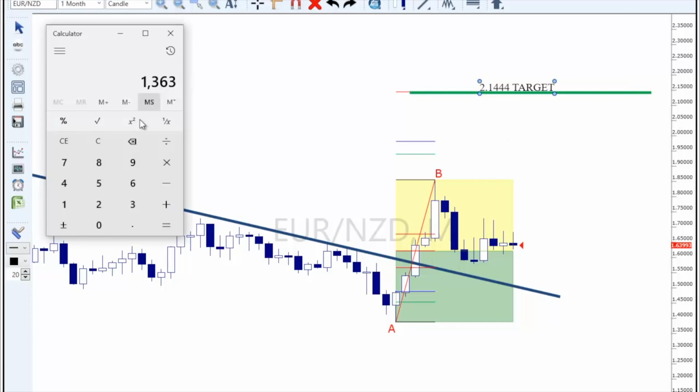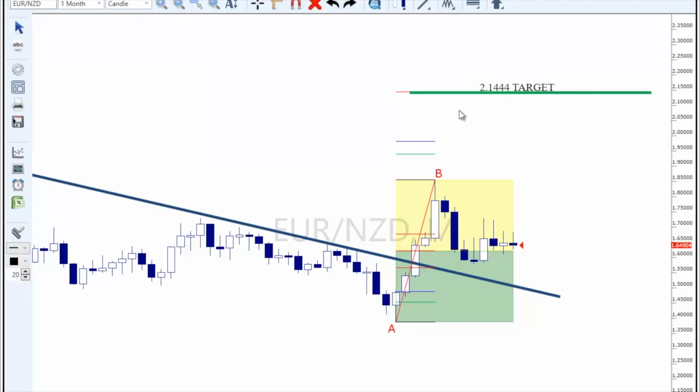And if we minus that, 214.44 minus 164.00, that's 5,044 pips. So it's 5,044 pips to be had. That's over 50,440 US dollars.